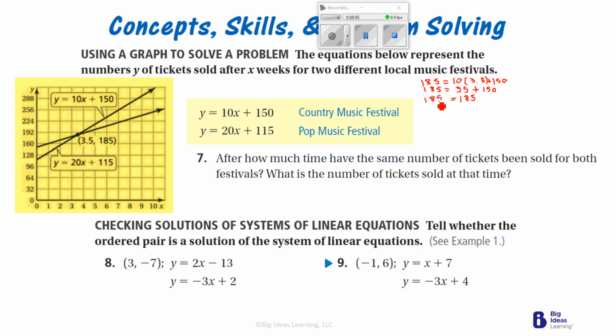And you do the same thing to the other one, right? We're going to plug it in over here. So you say that 185 is going to be equal to 20 times 3.5 plus 115.